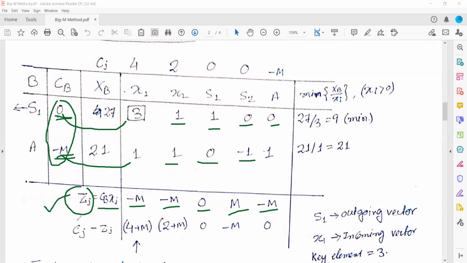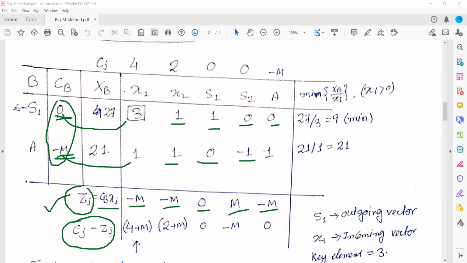Next you need to find Cj minus Zj. Cj is this one, Zj is this one, so simply subtract. 4 minus of minus M is 4 plus M. 2 minus of minus M is 2 plus M. 0 minus 0 is 0. 0 minus M is minus M. And minus M minus minus M is 0.